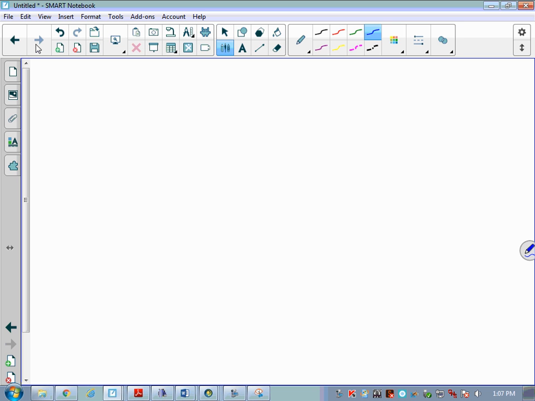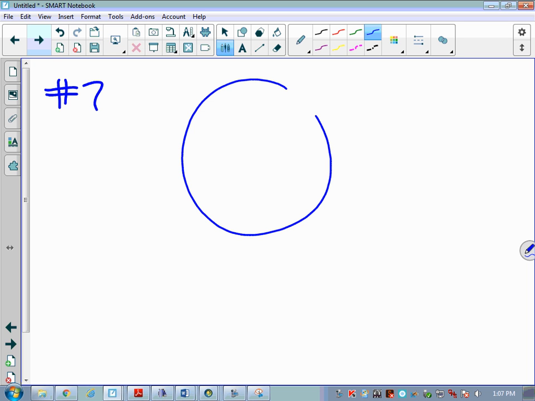Number 7. Find the circumference of the circle to the nearest tenth. Let's see, I want to look at this real quick. Okay, now I understand that on yours, oh, that's lovely. All right, it's a diameter here. It's going to be a diameter on your test.